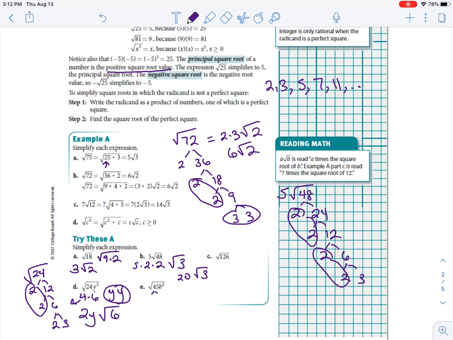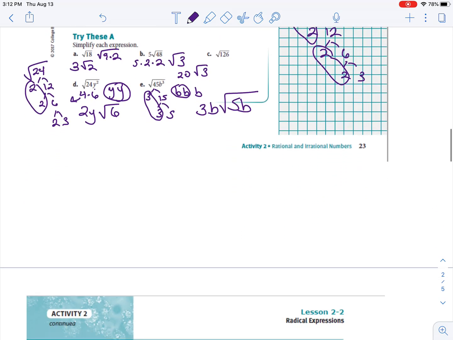So let's do quick with 45. 45, I see 3 and 15. And then I see 3 and 5. Those are the primes. Now with your B's, you have 3 of them. So really, you only get to circle one pair of 3s. So a 3 and a B come out, a 5 and a B stay in. And that's how we're going to break down square roots using radicals.